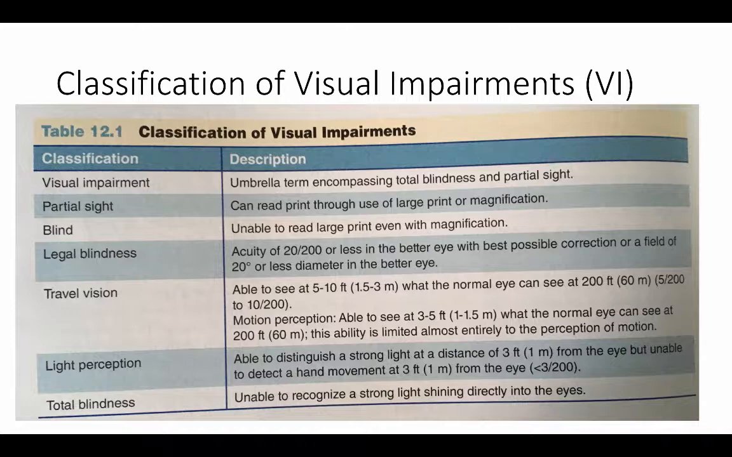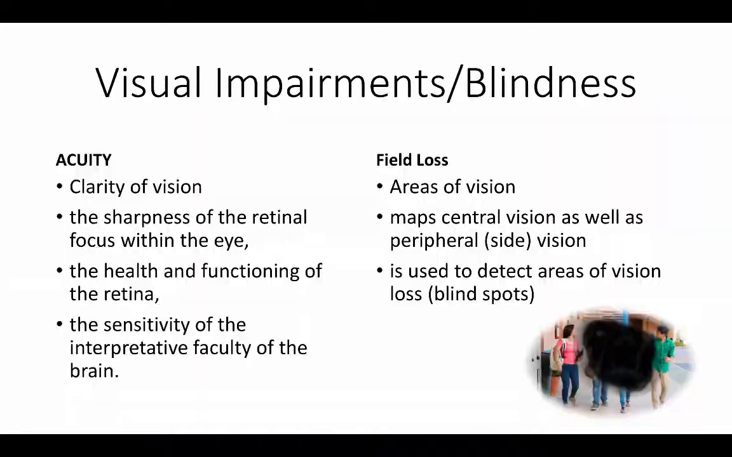Light perception is the ability to distinguish between strong light, such as the sun or a flashlight in their eye. The majority of people that are considered blind actually have light perception. They're able to see some shadows and some really strong lights. It's a very, very small percent of people that actually have total blindness, where they're not able to recognize any strong light and they really have zero vision. It's only about 1 to 2% of the population.